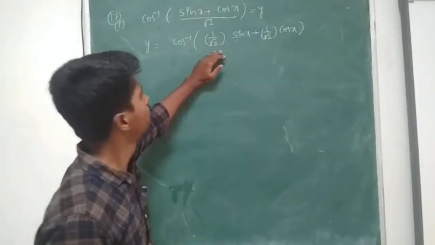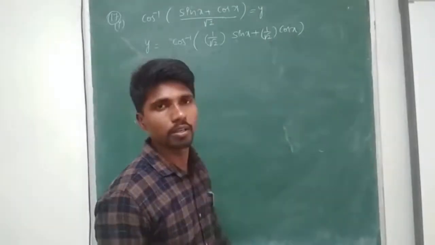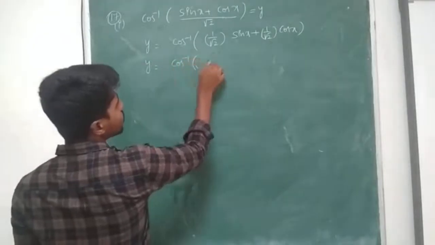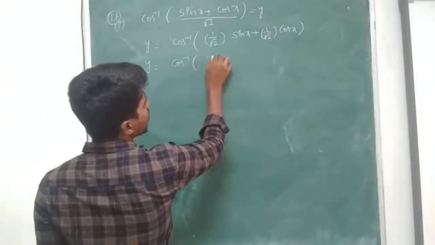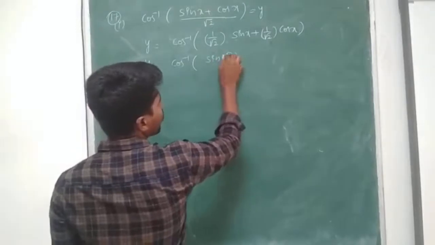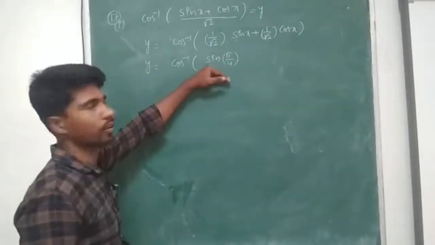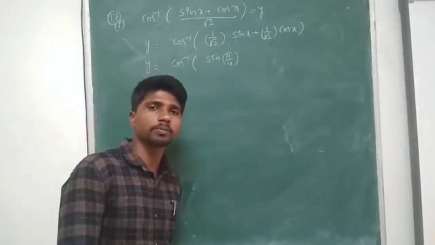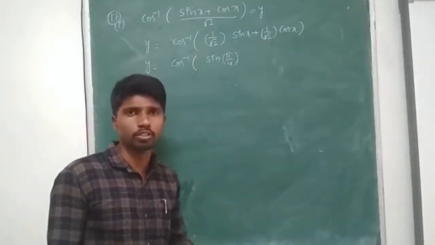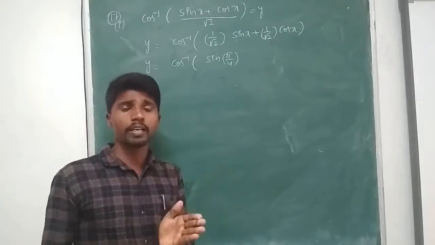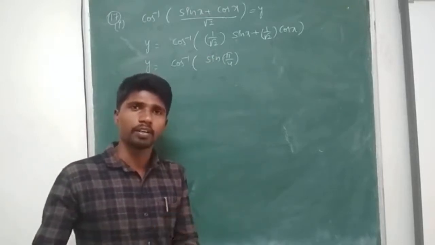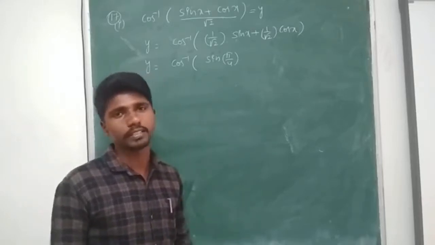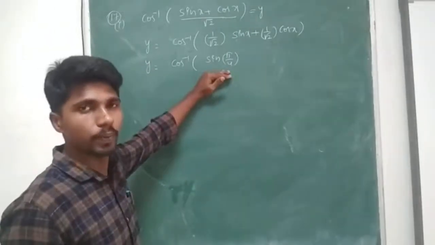1 by root 2 can be written as sin pi by 4, and 1 by root 2 can be written as cos pi by 4. So replacing that, y is equal to cos inverse of sin pi by 4 and so on. Why am I not writing this 1 by root 2 as cos pi by 4 everywhere? I want cos inverse of cos. So cos a plus b or cos a minus b: cos a plus b gives cos a cos b minus sin a sin b, and cos a minus b gives cos a cos b plus sin a sin b. I want to express it in that form.